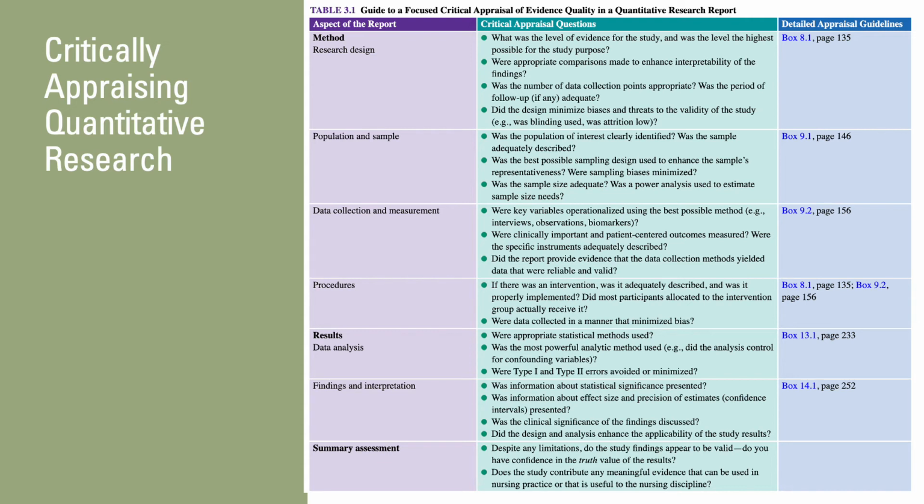One of the things you will be doing every week in this course is critically appraising research. So this section is important to you. I'm putting the table in so you will know to which one I'm referring. But I think you should also open your book to table 3.1 while you listen to this section. It will help you be familiar with it, and I can't stress enough how important I think this is. The table is divided into aspect of the report, critical appraisal question, and then gives you the page number for the detailed appraisal guidelines.